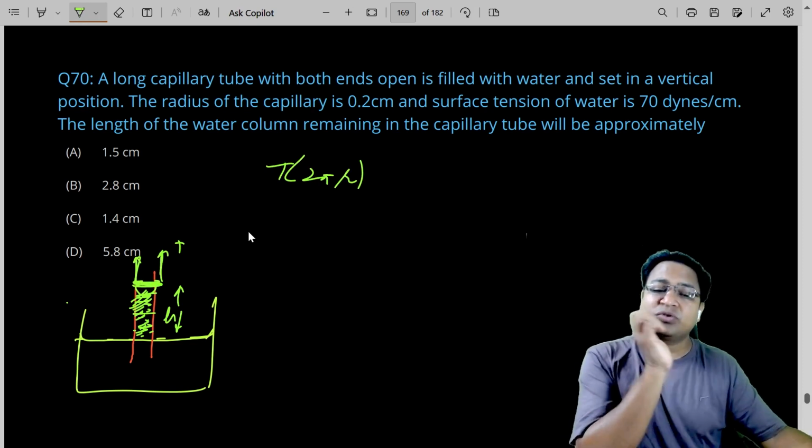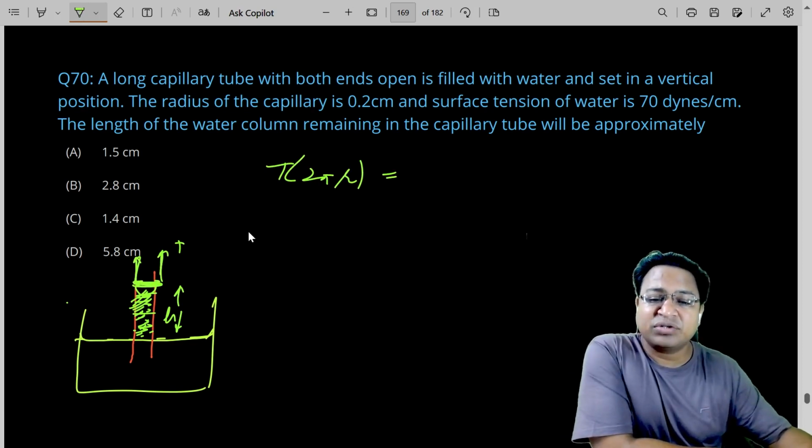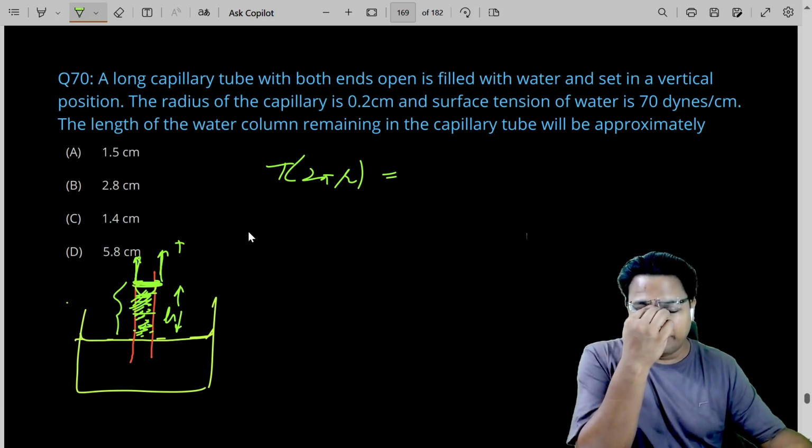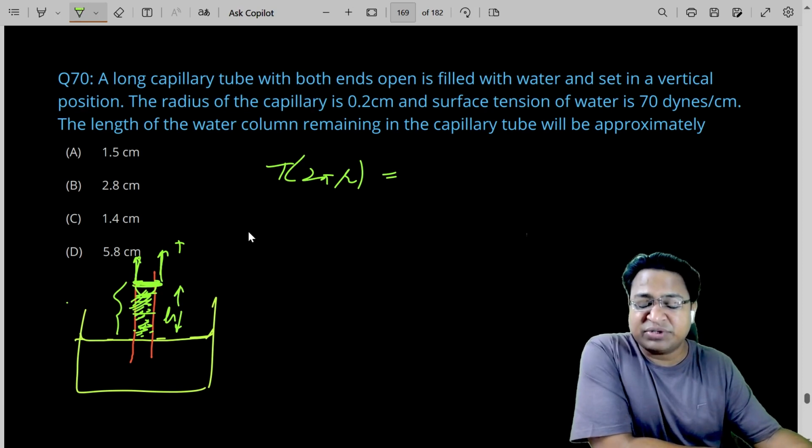So T into 2 pi r is the upward force, and that force causes this height h. Okay, and how do we know that? So T into 2 pi r is the upward force. This is equated with the weight of this liquid, which has risen in the tube.